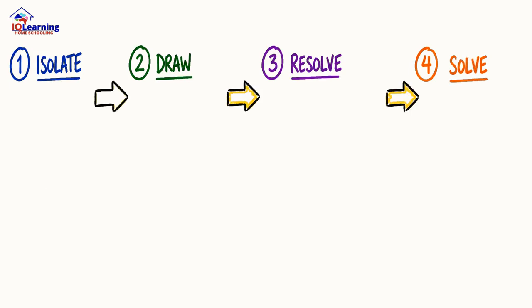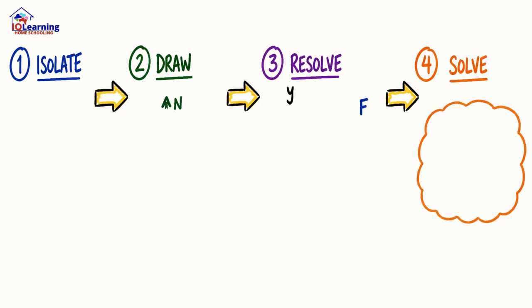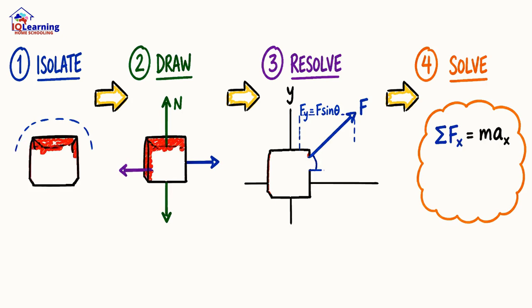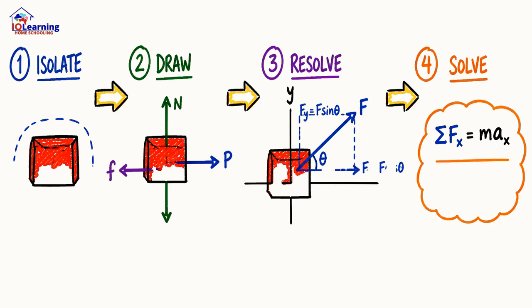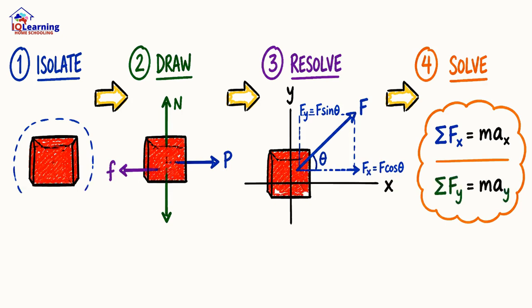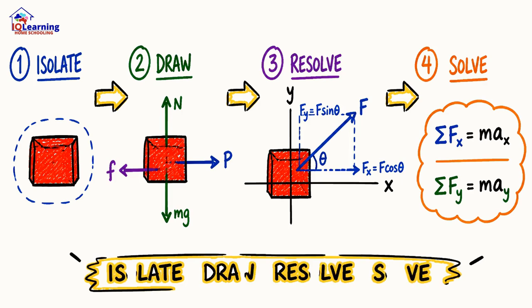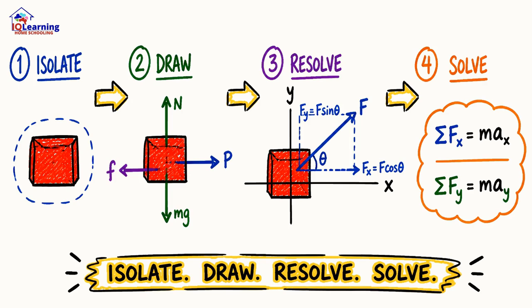of motion. First, you isolate the object, treating it like a single point in space. Second, you draw its free body diagram, mapping out every force with simple arrows: gravity down, support up, pushes, and friction. Third, you resolve any force acting at an odd angle into simple up-down and left-right components using basic trigonometry. Finally, you apply Newton's most famous law, that the net force equals mass times acceleration, separately for the horizontal and vertical directions. Isolate, draw, resolve, solve.